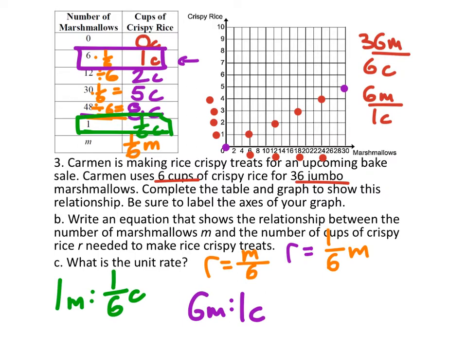Okay, and again, if you wrote it as a fraction, that's fine. Use the slash. Maybe I did that the wrong way. It doesn't really matter. But, yeah, that would be the unit rate: 1 marshmallow to 1/6 cup of crispy rice, or 6 marshmallows to 1 cup of crispy rice.